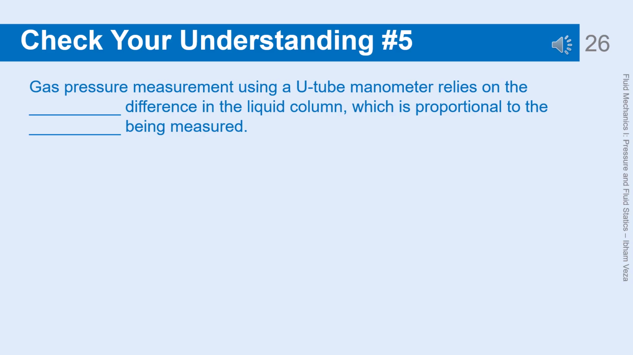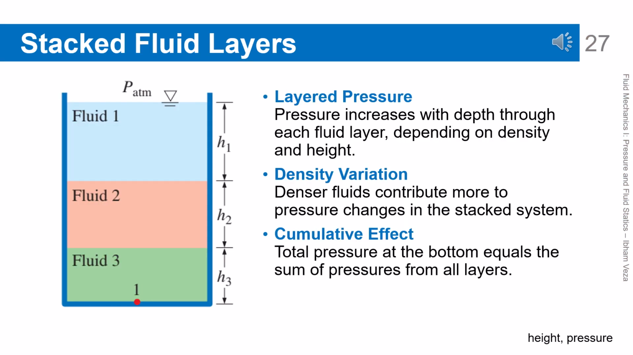Check your understanding number 5. Gas pressure measurement using a U-tube manometer relies on the height difference in the liquid column, which is proportional to the pressure being measured. Stacked fluid layers.